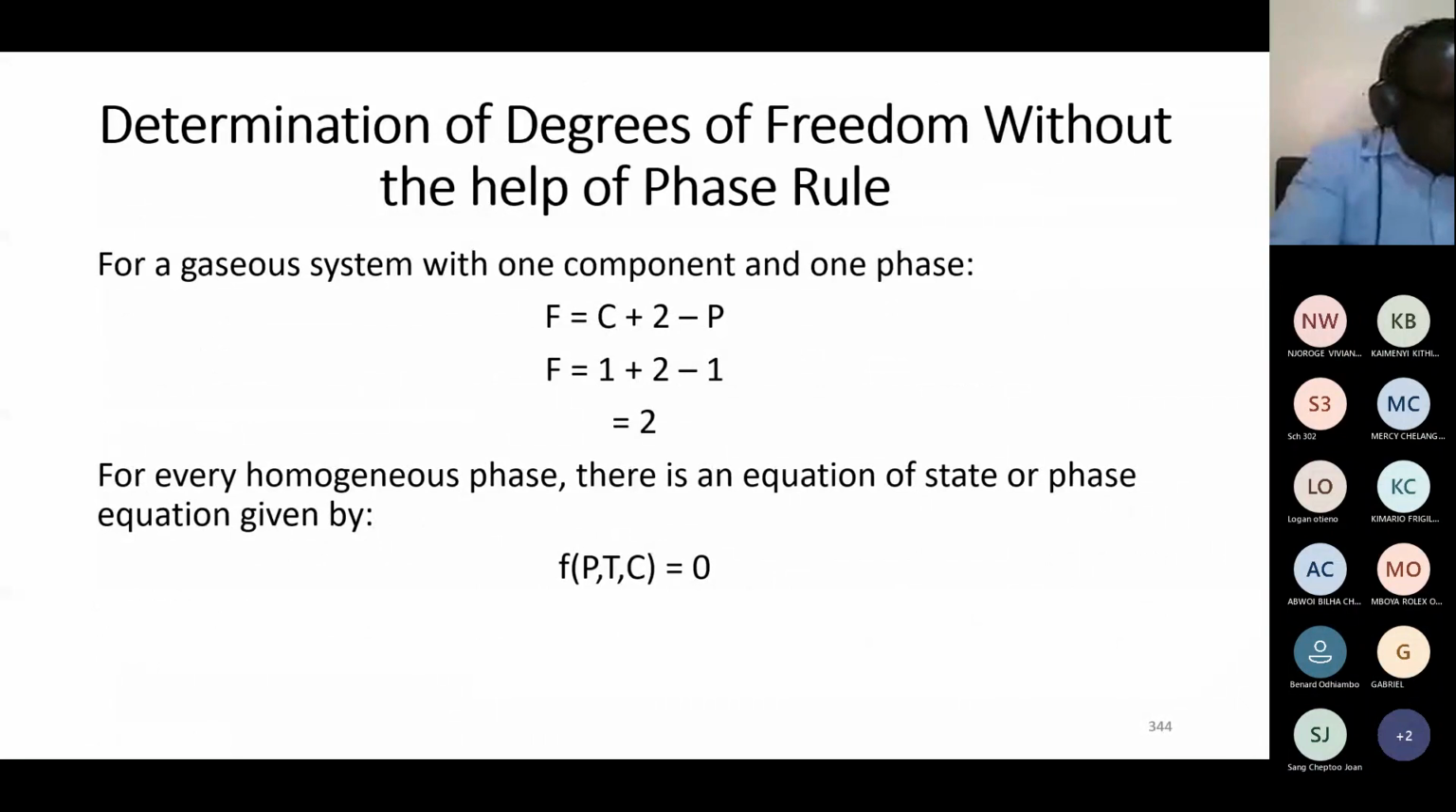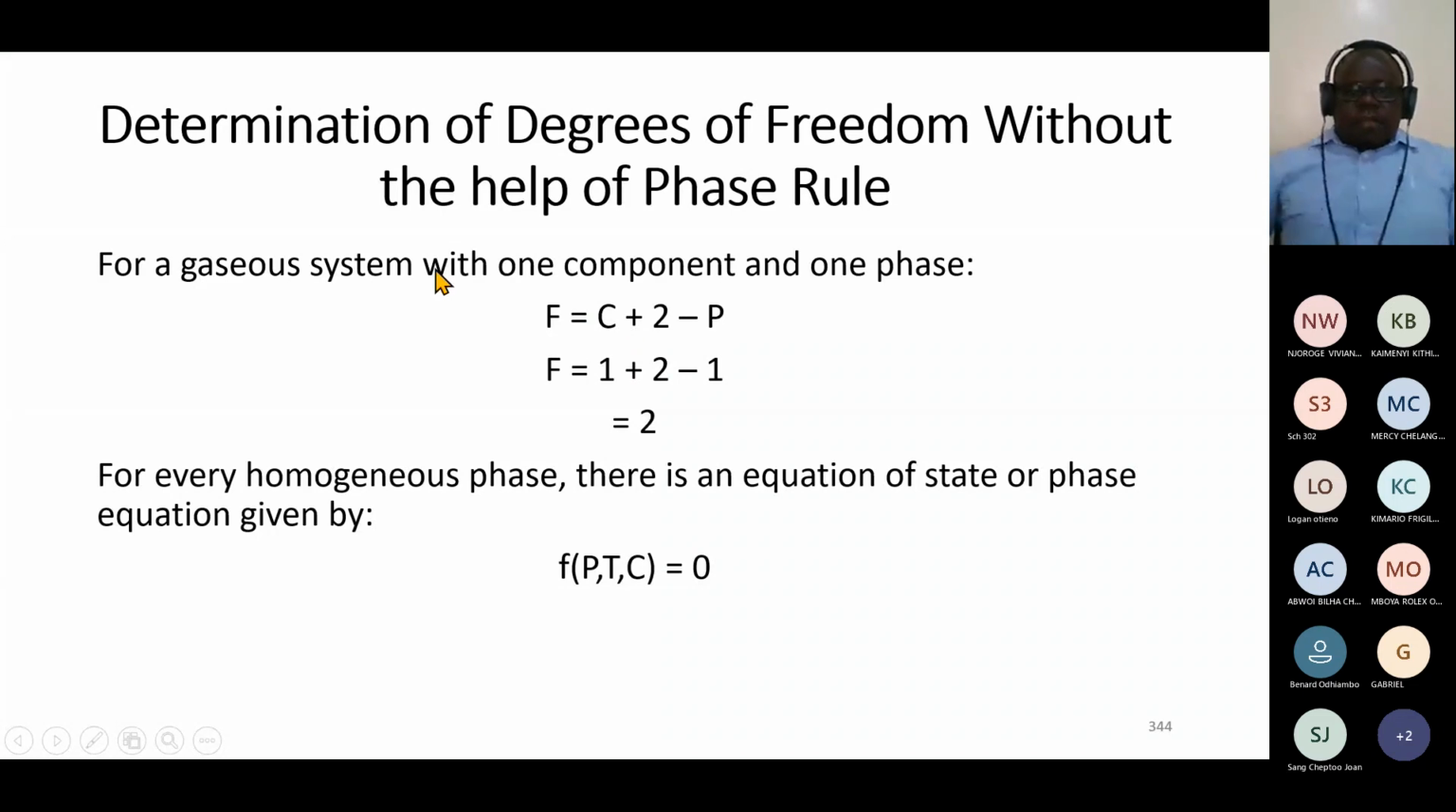Now, we mentioned that for you to determine the degrees of freedom, you use the phase rule, which is given by F. So this is given by F equals C plus 2 minus P. Or this can also be written as F equals C minus P plus 2. Okay, so that is the phase rule.